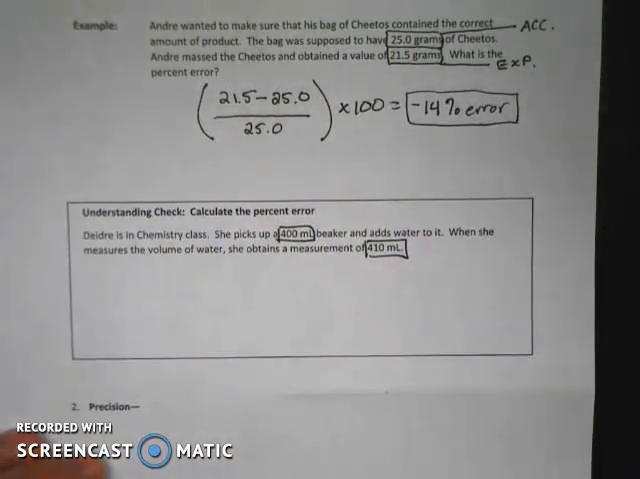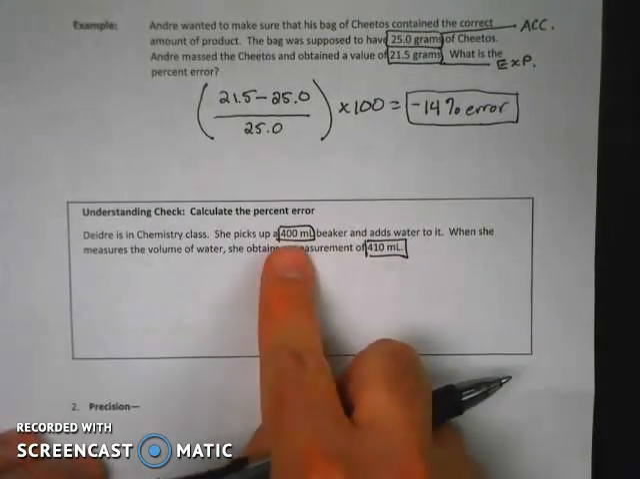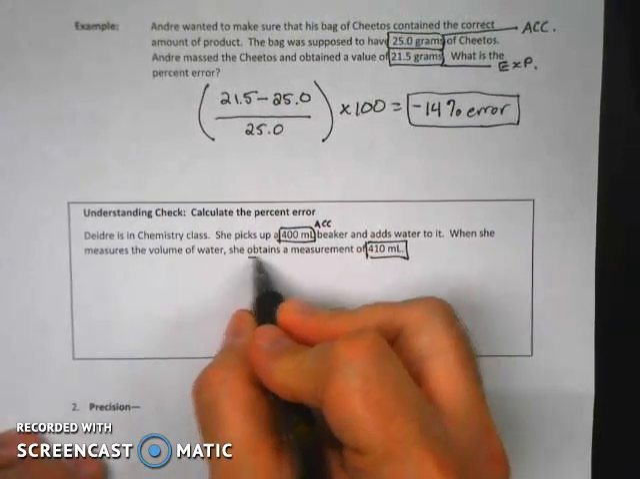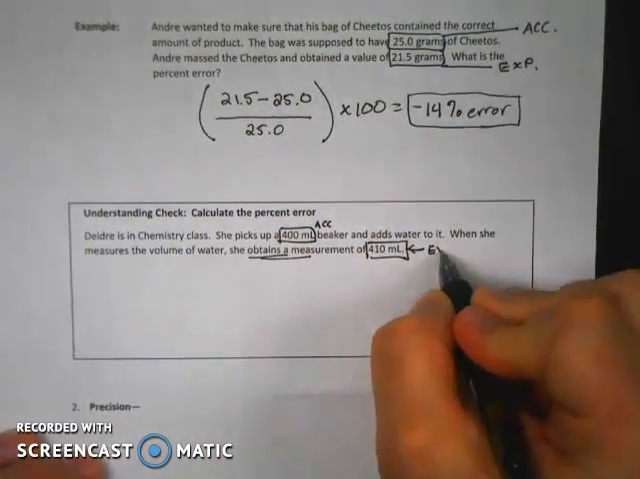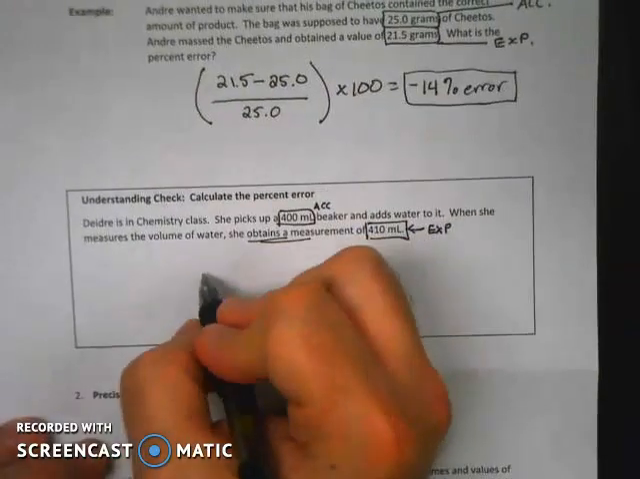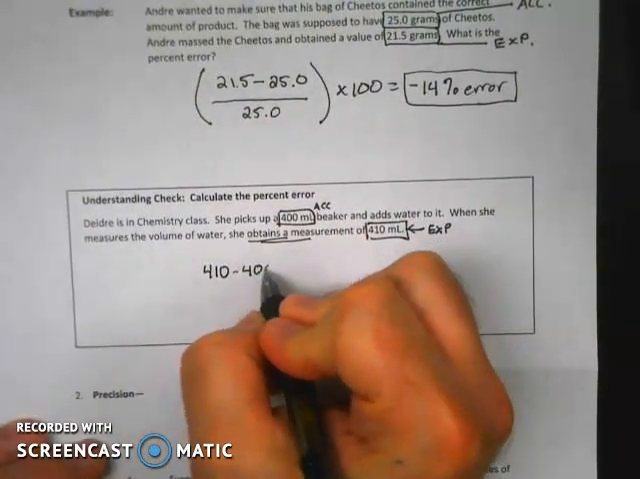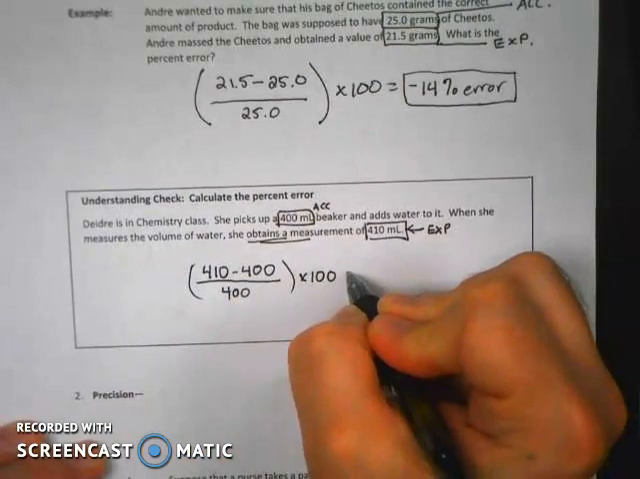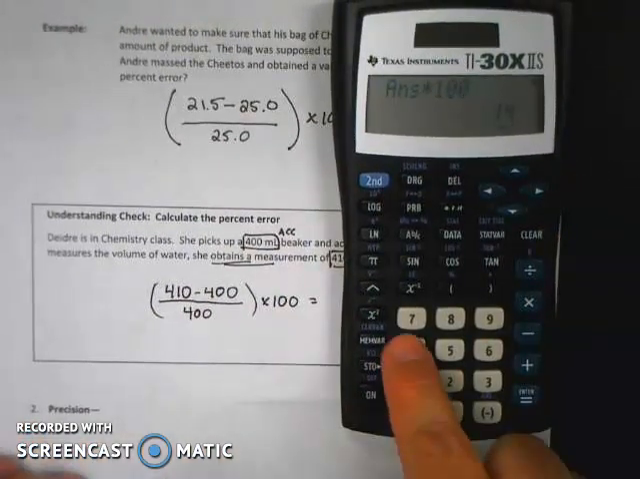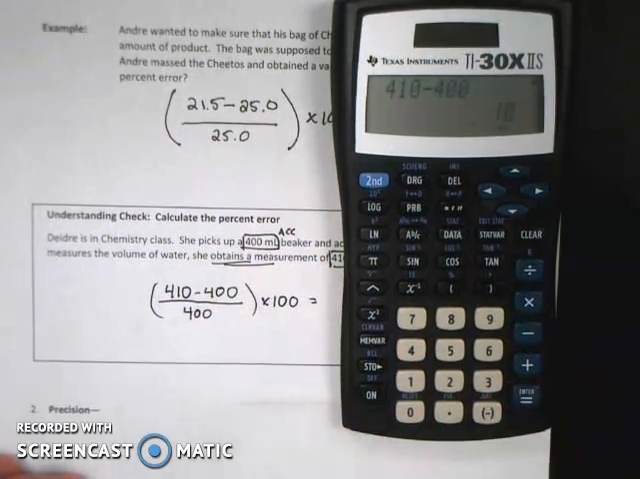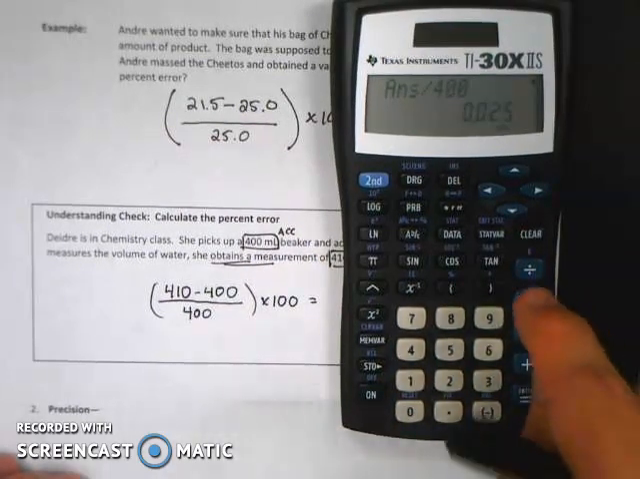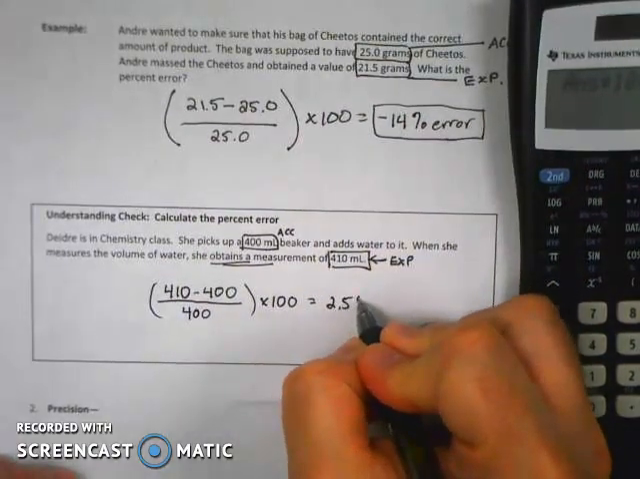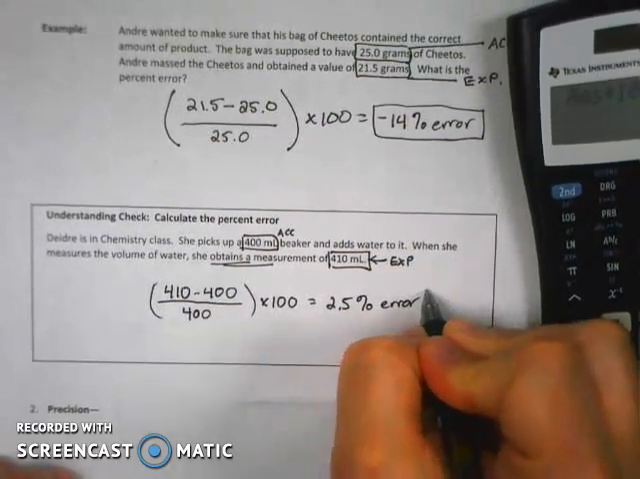So now that you've unpaused this, we have two measurements. 400 is what it should be. She obtains a measurement, so she measured this one as the experimental. So it's experimental minus actual, all over actual, quantity times 100. And when you put this in a calculator, 410 minus 400 equals, divided by 400 equals, times 100 equals. And we get 2.5, and we write percent error. There is our answer.